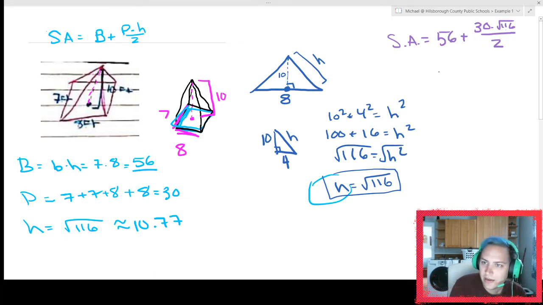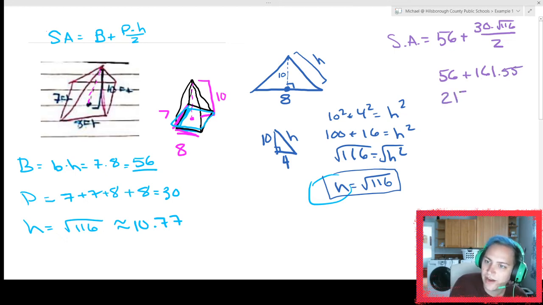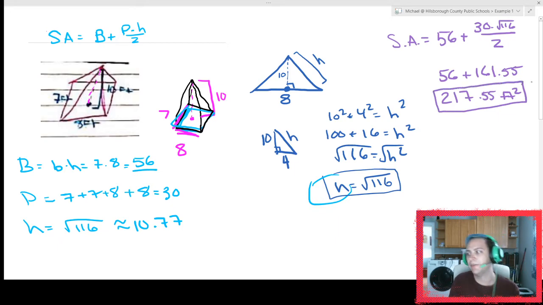That gave me 56 plus 161.55. And then I went ahead and added that together, and when I did that, I got 217.55. And since we're talking about surface area, we'll do squared units, so feet squared. And that would be the surface area of that pyramid.